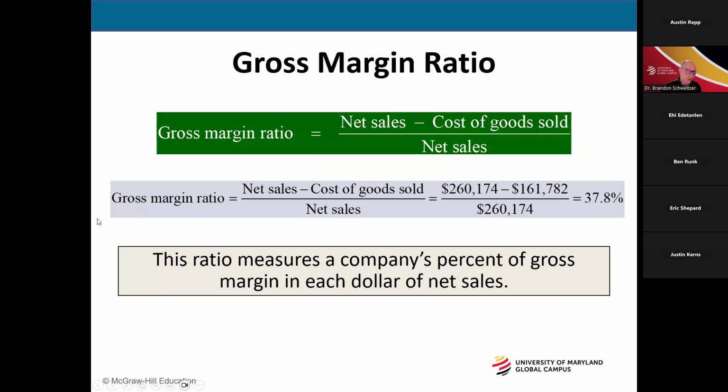Gross margin ratio. This is a great one because we need to know how much potential profit margin stems from each dollar of sales. So we take total sales minus cost of goods divided by total sales. That gives me my gross margin ratio.